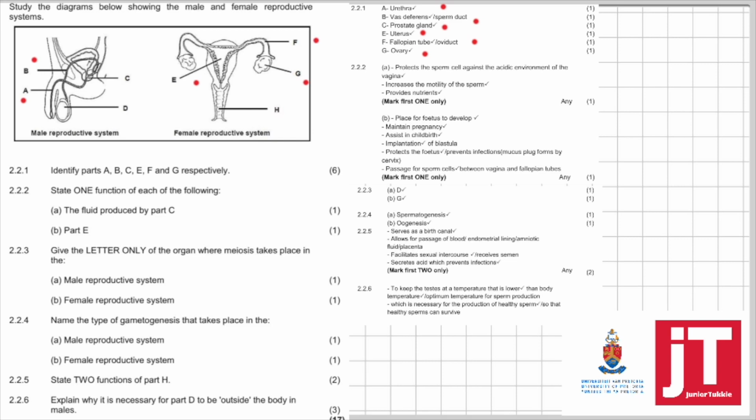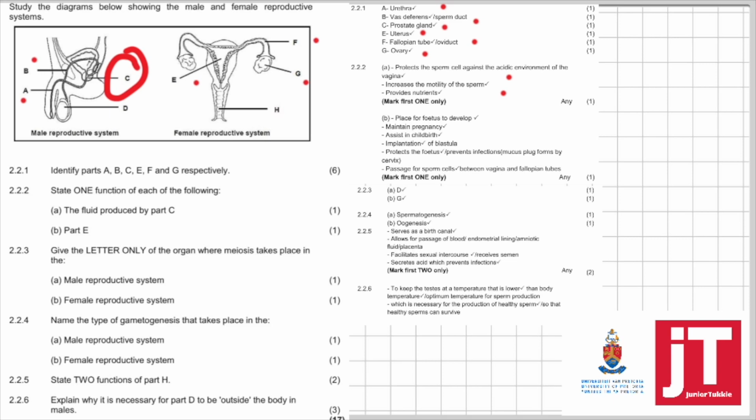2.2.2. State one function of each of the following. The fluid produced by C. Now, where are we? C is the prostate gland. What's the function of the fluid? It protects the sperm against an acidic environment, increases motility, and provides nutrients as well.